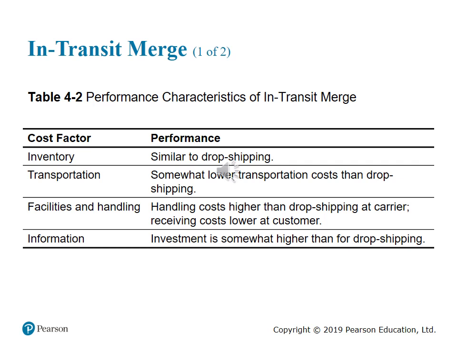Facilities and handling costs higher than drop shipping at courier, receiving costs lower at customers. So regarding the cost of facilities and handling, at the carrier side, the carrier which carries from the manufacturer to the merging point, to some extent the carrier cost is high, but the receiving cost at customer side is low. Why? Because we aggregate different products to different customers in the same route.